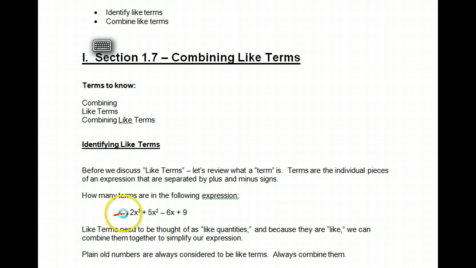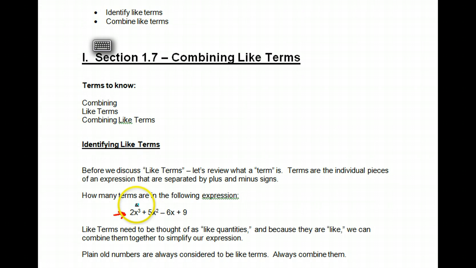For example, if we look at this expression, we would say 2x cubed plus 5x squared minus 6x plus 9. However, if we separate each one of those terms out according to their plus and minus signs, we will see that there are how many actual terms in this expression? What do you think?